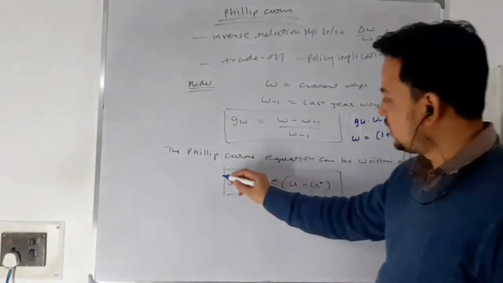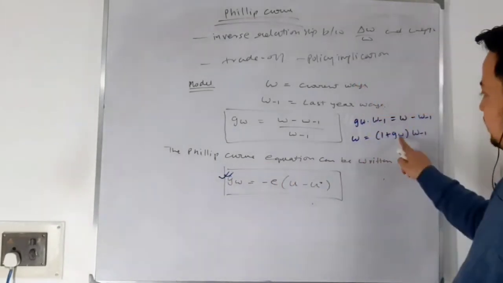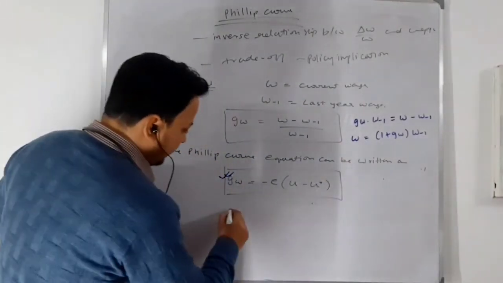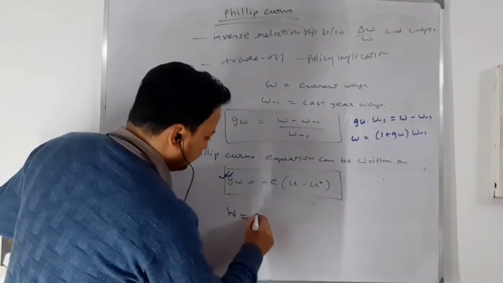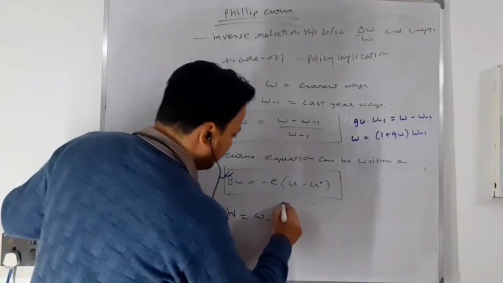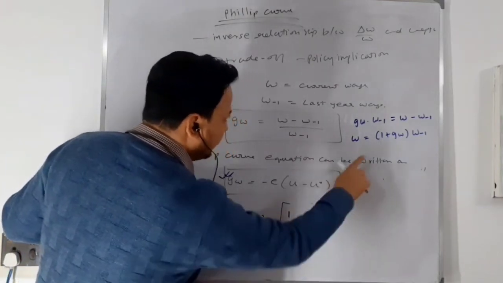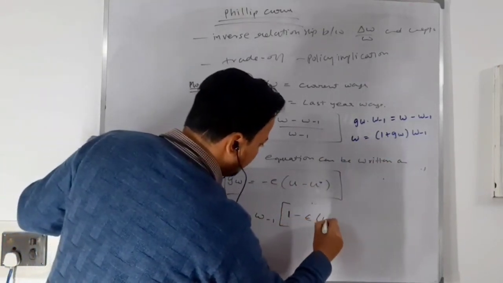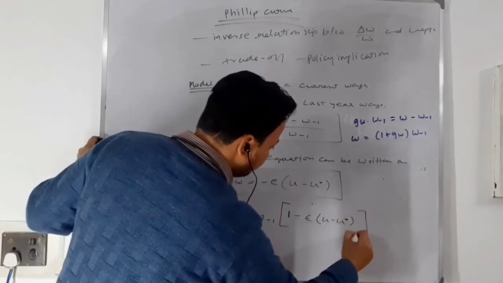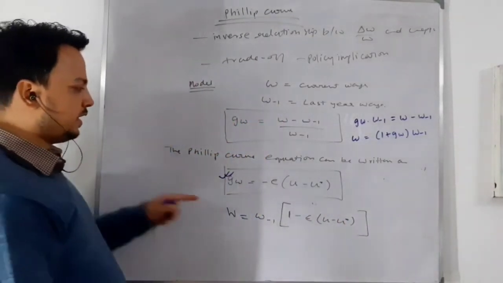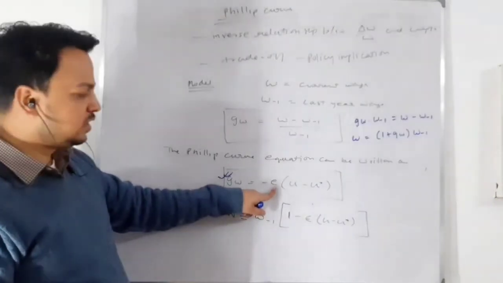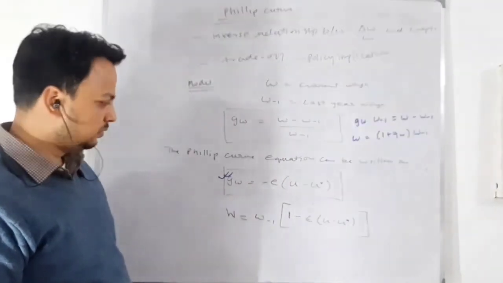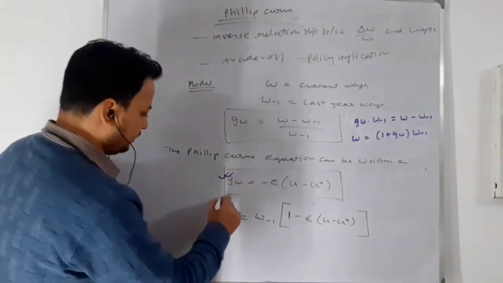Now substitute this in place of GW. What do we get? My current year wage will be equal to previous year wage times, in the bracket, 1 here you have plus sign, here you have minus sign, so I will write minus epsilon times U minus U star. What is epsilon? Epsilon is responsiveness of wages due to change in unemployment. This is the equation that I am using.